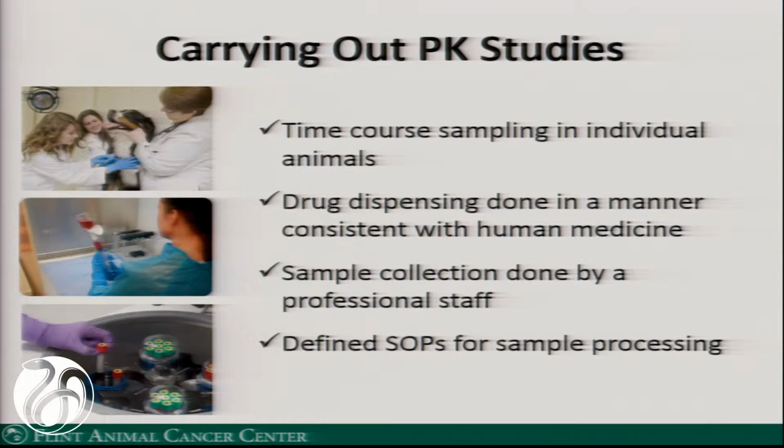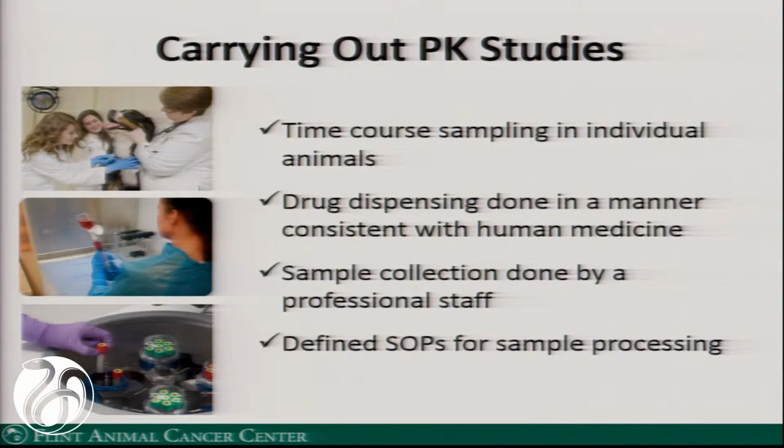So when we do PK studies in dogs, it's important to note that we can do time course sampling in individual animals, which is something you really can't do in mice unless you're really, really good at getting really small amounts of blood. Generally, we use what we call the super mouse model. You use 3 mice per time point, 7 time points. You turn 21 mice into 1 curve. In dogs, we can do like we do in people and get a time course over time to get an idea of drug exposure.